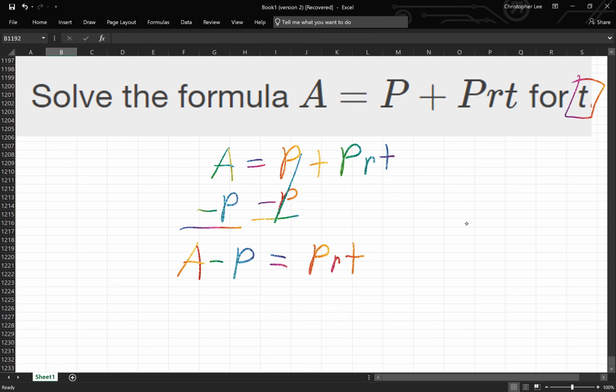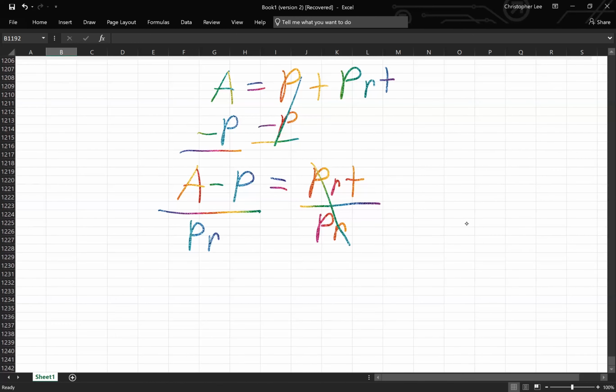So what am I going to do? Divide by everything that's not T. So I'm going to divide by PR, right? And what you do to one side, you do to the other, PR. So that's my final answer. I'm done. So T is equal to A minus P over PR. And again, if you were typing this into WebWork, this would be your numerator, this would be your denominator. That's it. All right.